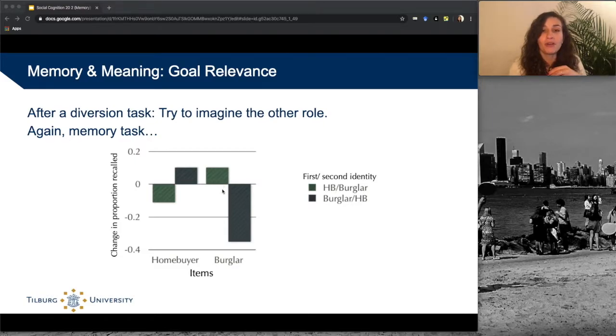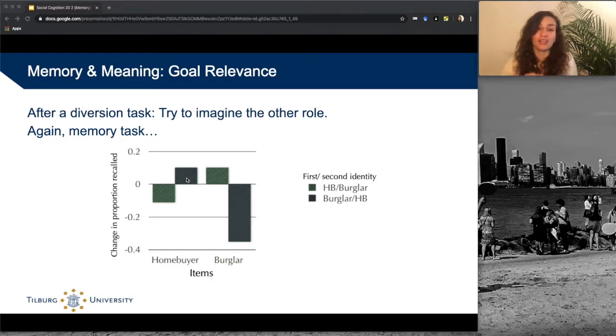And then the burglar turned home buyer, so the other way of switching identities, from originally thinking of this story in terms of a burglar to now thinking of it in terms of a home buyer. These are the dark green lines, so this and that one. And you can see here that people who had originally thought about the burglary items recalled them less now in the second round, now that they had the home buyer identity. And instead they recalled more items that were in line with the home buyer identity that they now had. So we see the reverse picture.